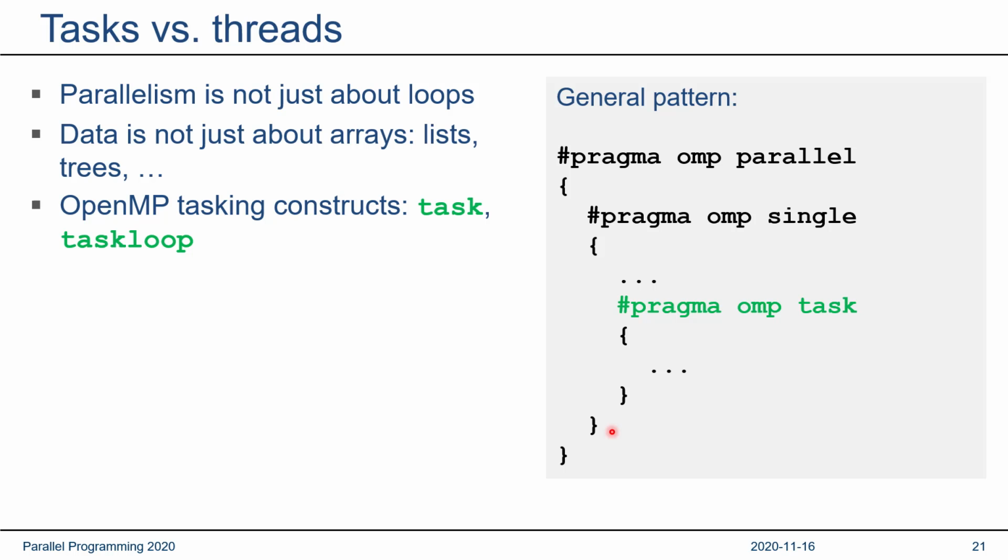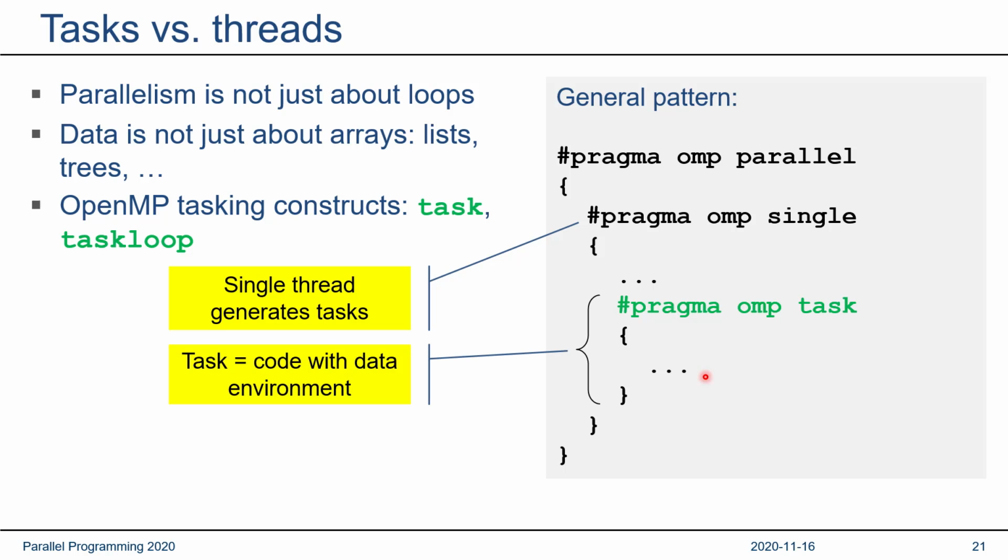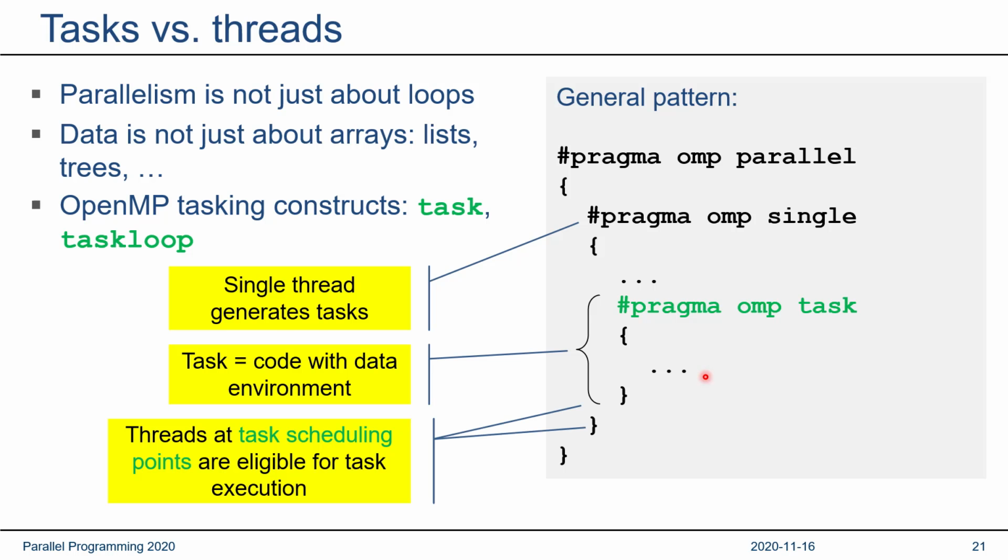So usually only a single thread of the team actually generates tasks, while the execution of the tasks is then done by everyone. Within the single region, we have a task construct, which can be encountered multiple times, usually in a loop. And for each encounter of the task construct, the code within the task region with its associated data environment is packaged and put into a queue.